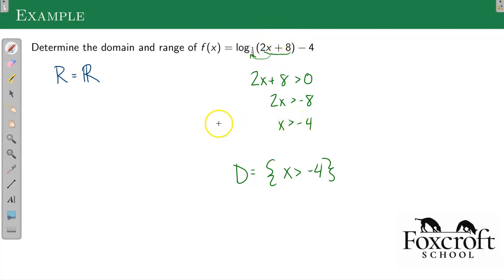So this is the general strategy you're going to be using when you're solving logarithm domain and range questions.